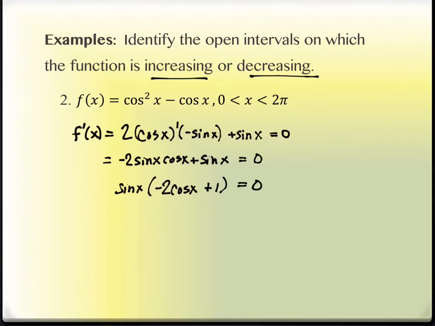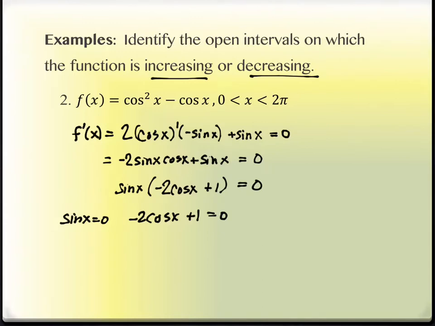Okay, so again, just like with polynomials, once we get it into factored form, we're going to set each piece individually equal to 0 to solve. So this is unit circle kind of stuff. We've got sine x equal to 0, and then I've got negative 2 cosine of x plus 1 equal to 0. Okay, the first one is the easier of the two.